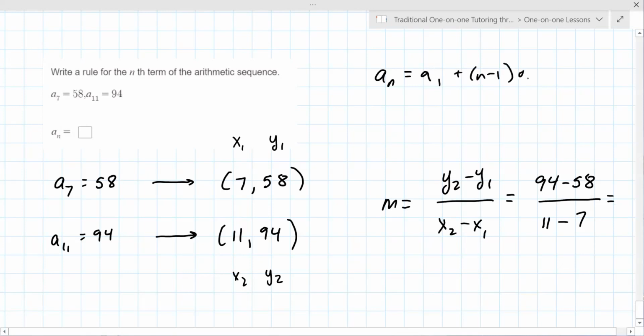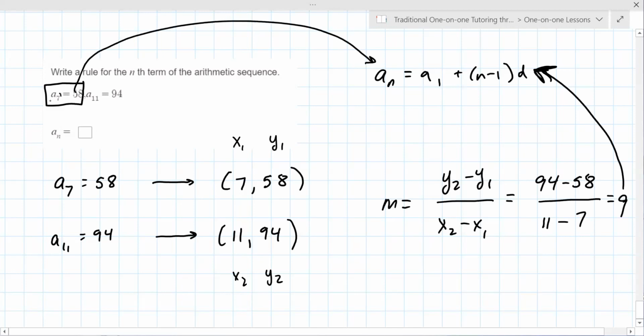Nine. Yeah, so m is 9. So m is really your d value. Okay. So now you just pick one of these, and I'll pick the first one. The 58 is the an. The 7 is your value of n. And the d value you just found.